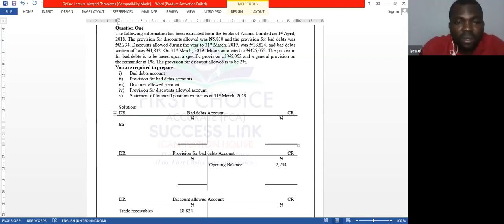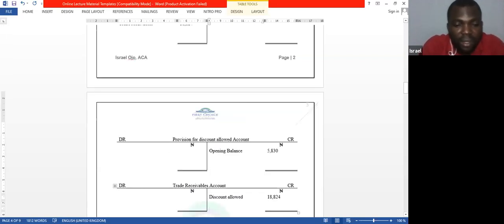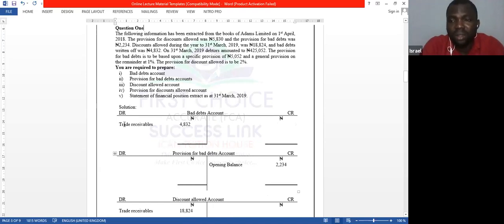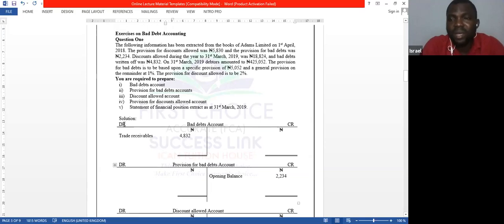So we have what, trade receivables. What is the amount of that? We have it to be 4,832. So the second leg will be found under the trade receivables on the credit side. On the credit side. And that will give us bad debt to be 4,832. Now that we have this, we have done the double entry. Like I said, our accounting here is all about the dual concept. You mean by what? Whenever there's a giver, there will be a receiver.